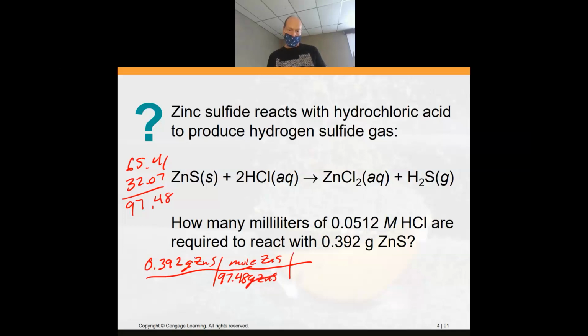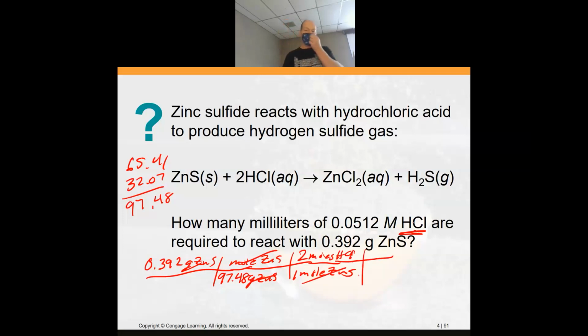So grams of zinc sulfide canceled. The reason why we want to do moles, again, remember how you read the reaction. 1 mole of zinc sulfide reacts with 2 moles of hydrochloric acid to produce 1 mole of zinc chloride and 1 mole of hydrogen sulfide gas. All right, so you read those as moles. So now we want HCl. We see that 1 mole of zinc sulfide, so that it will cancel the moles of zinc sulfide, will produce 2 moles of HCl from the balanced chemical reaction.